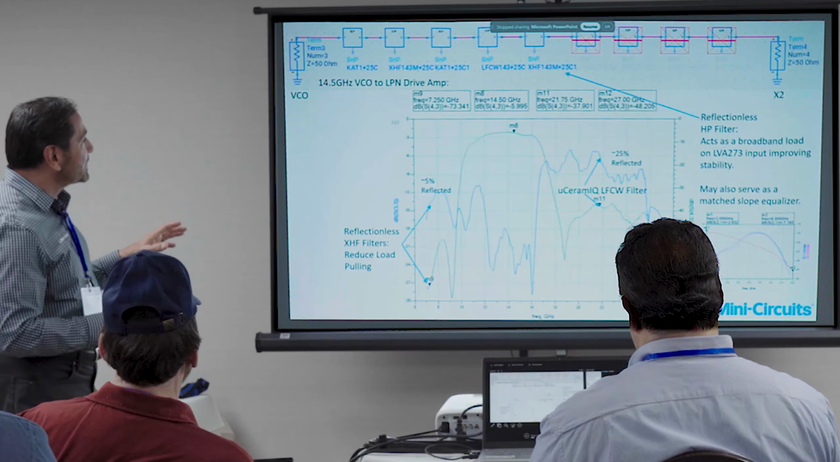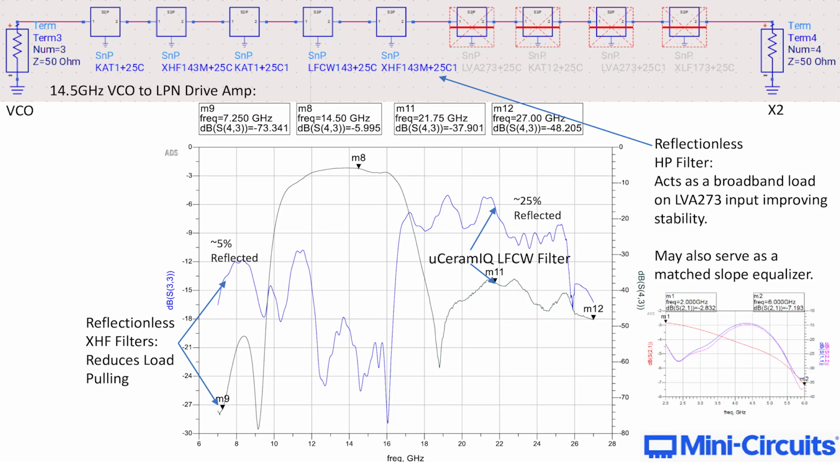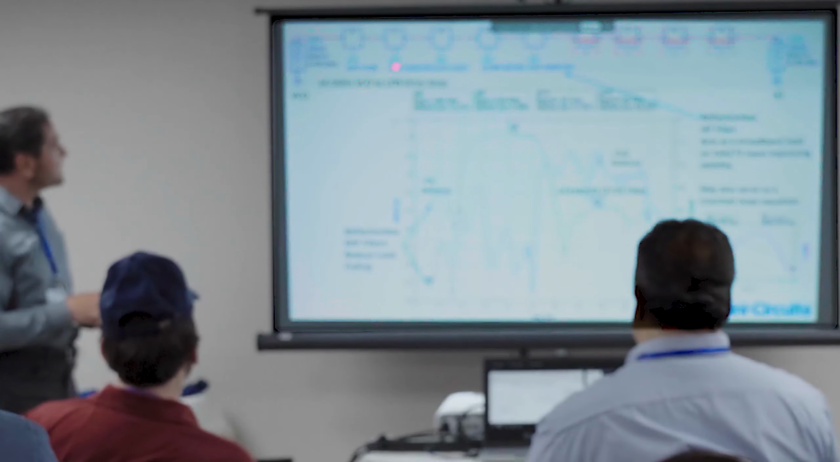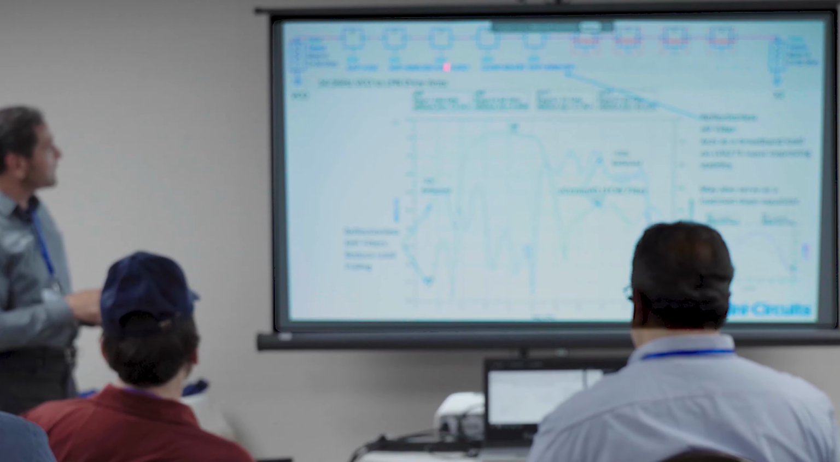So I want to look at some discrete sections of this. We're just going to look at the passive front end right now. You can imagine this is a broadband amplifier. It works basically DC to 27 gigahertz, so it looks like a broadband load anyway. You have some attenuator pads. Here's our first reflectionless filter, another attenuator.